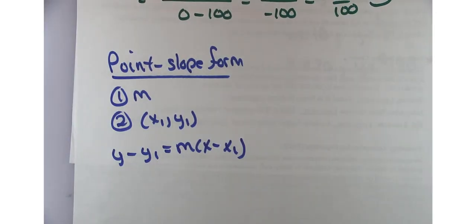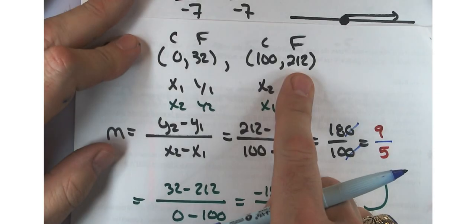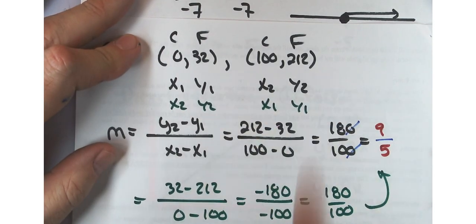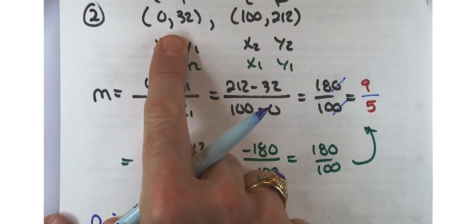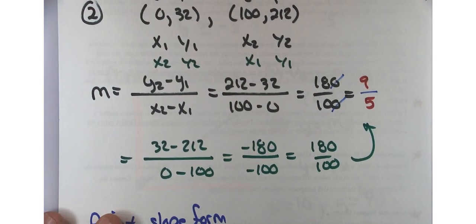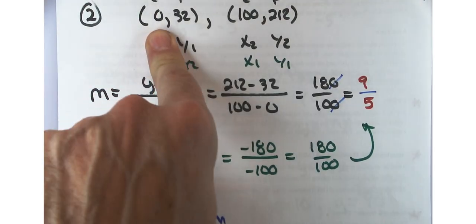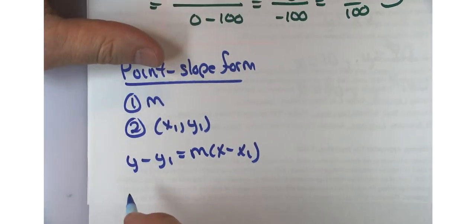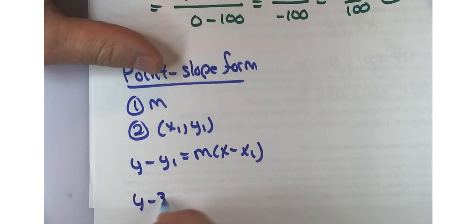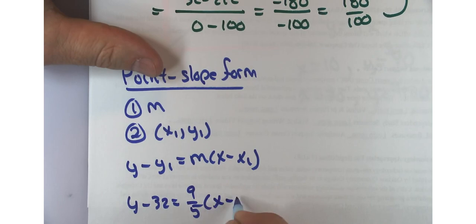Okay, so let's see what I've got for these two things. Now, I've got 2 points and a slope, so I can choose whichever one I want. Which one of those looks easier? The first one or the second one? Which one would you want to plug in? Yeah, I'm liking that first one all day, right? You got a 0 there. That's going to make things easier to plug in. So it's going to be y minus 32 equals 9/5 times x minus 0.